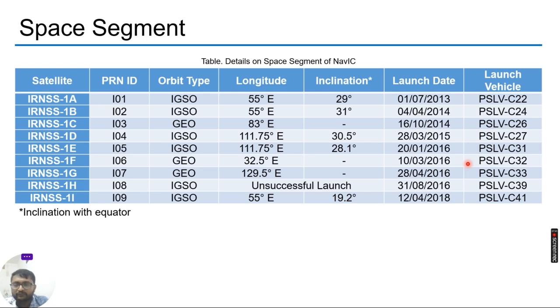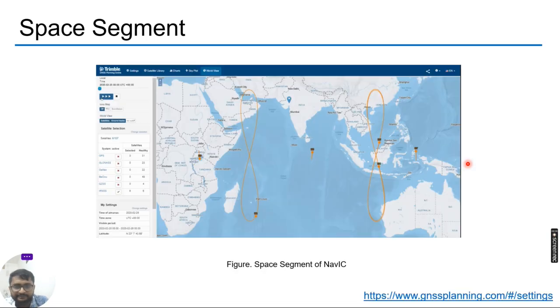Now, when we talk about the space segment in detail, this Indian constellation of the satellite navigation system has a total of 7 satellites which are operational as of now. You can see their type of orbit, their unique identification number, along with their longitude and inclination, and then their launch date and launch vehicle.